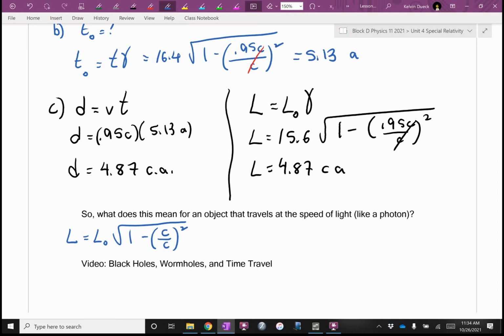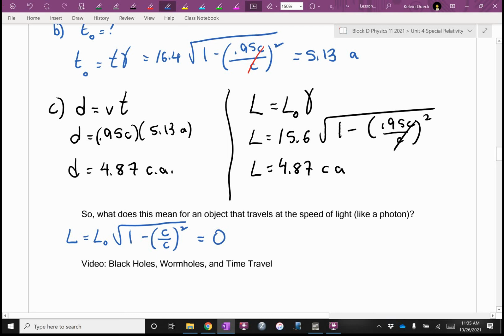So, Lena, what's 5 divided by 5? 1. What's 10 divided by 10? What's C divided by C? What's 1 squared? What's 1 times 1 in your head? What's 1 take away 1? 0. What's the square root of 0? How much length do photons experience as a number exactly when they're traveling through the universe?